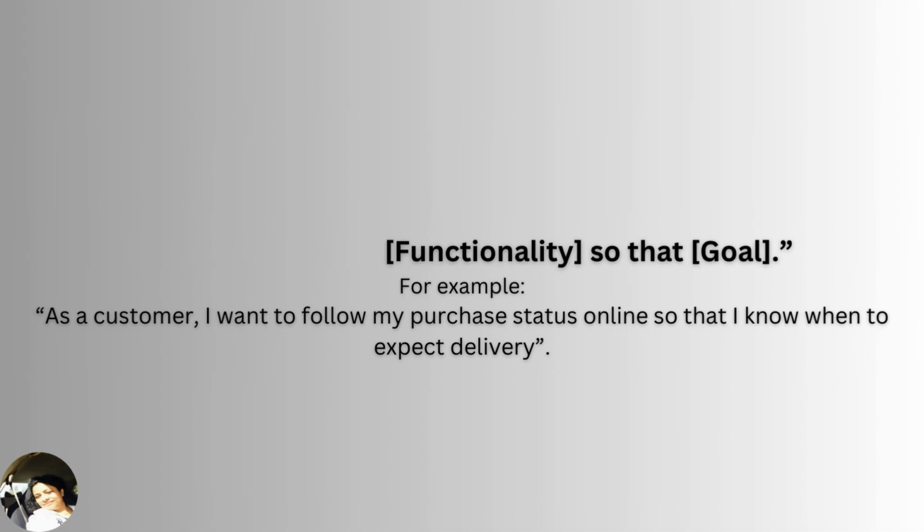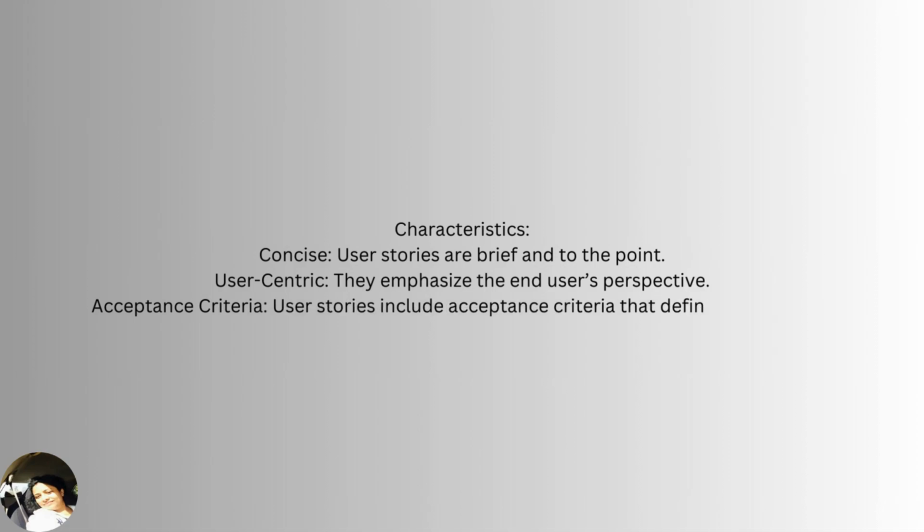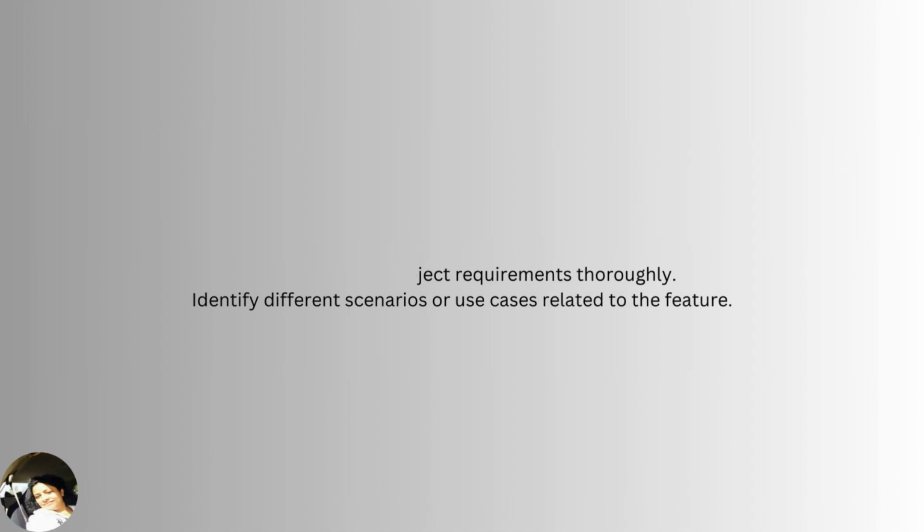Characteristics: concise. User stories are brief and to the point. User centric. They emphasize the end user's perspective. Acceptance criteria. User stories include acceptance criteria that define the expected behavior of the feature. First, identify the scenarios. Understand the project requirements thoroughly. Identify different scenarios or use cases related to the feature.